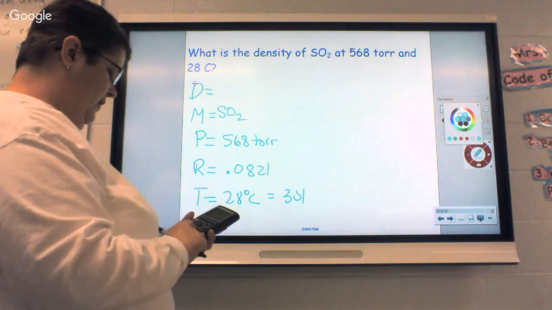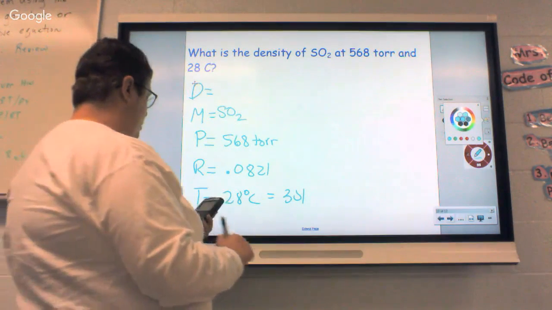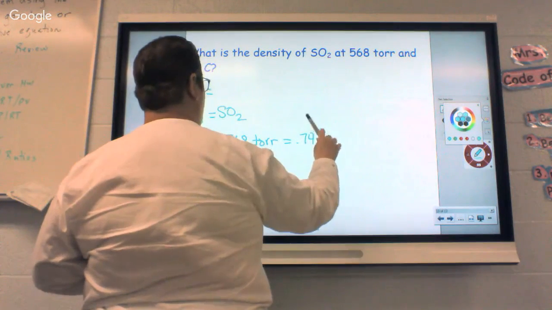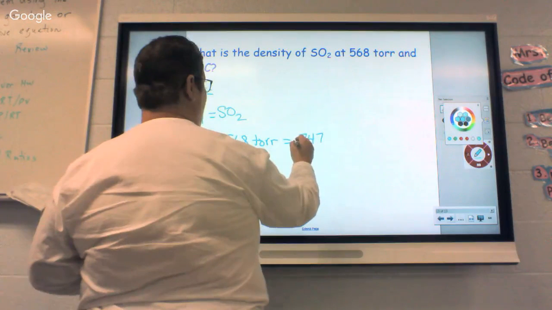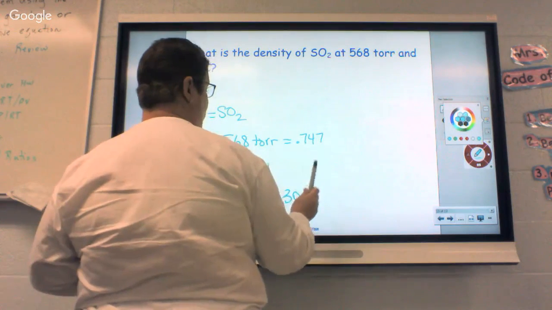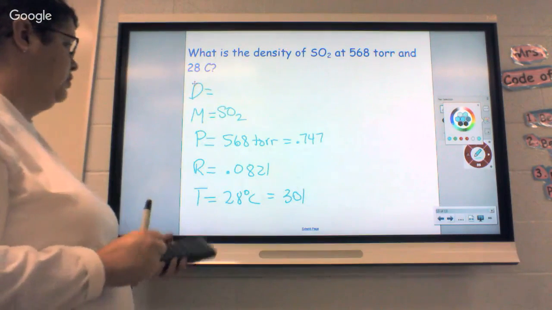568 divided by 760 is 0.747. I tend to take it out to 3 decimal places. You take it out less. Of course, that's going to account for some of the difference in our answer, but you don't have to take it out 3 places if you don't want to.